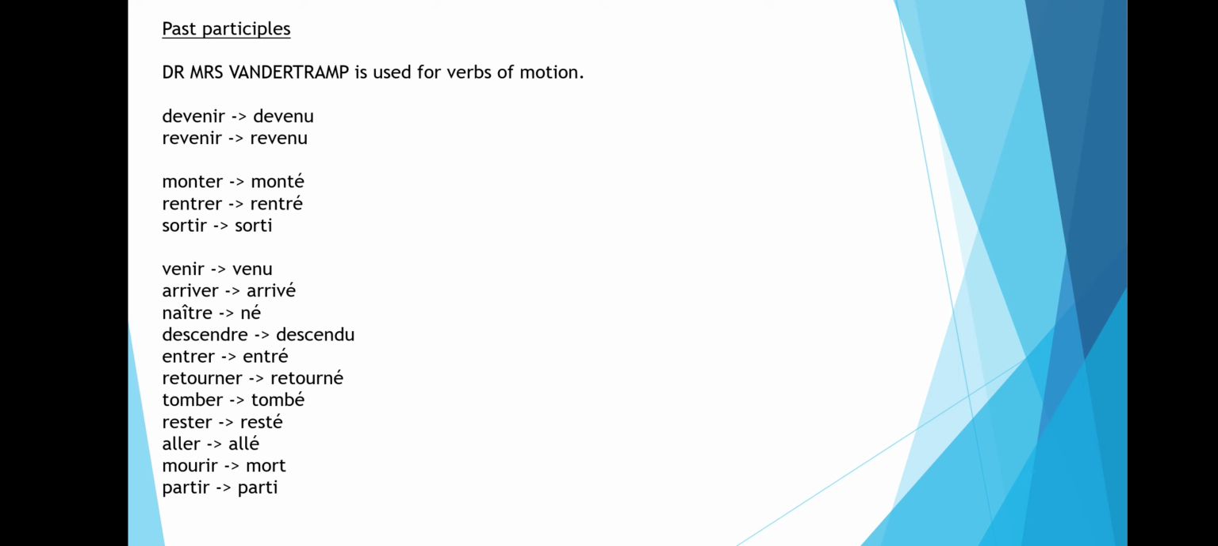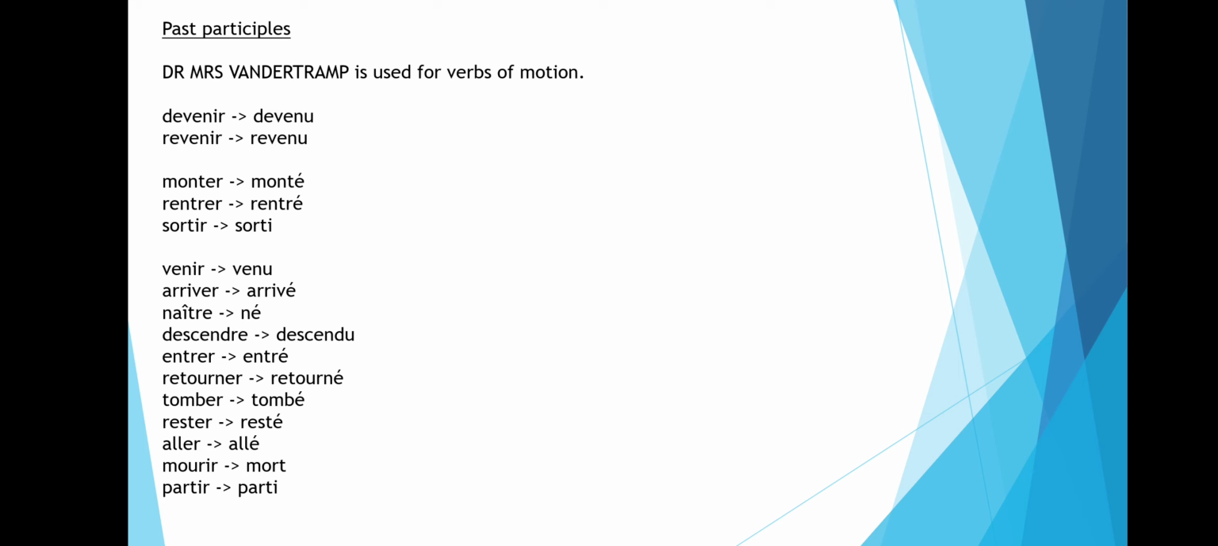Descendre, descendu, entrer, entré, retourner, retourné, tomber, tombé, rester, resté, aller becomes allé, mourir becomes mort, and partir becomes parti. Mourir is irregular too. So these past participles, most of them are regular, so they follow the pattern.